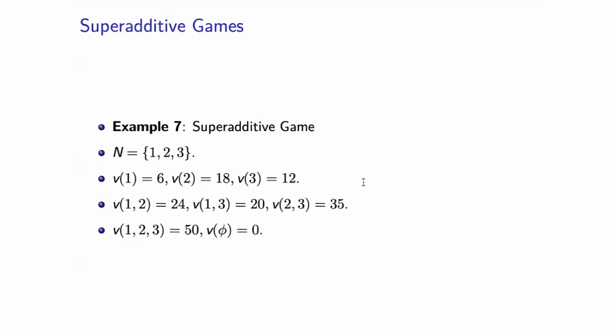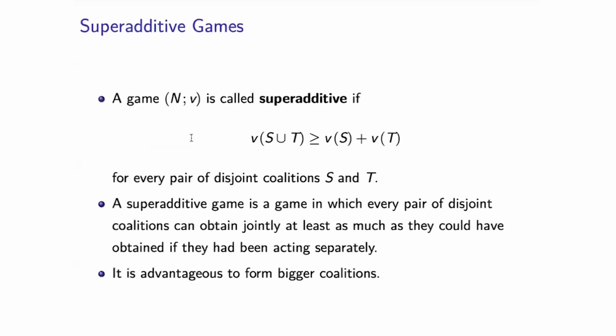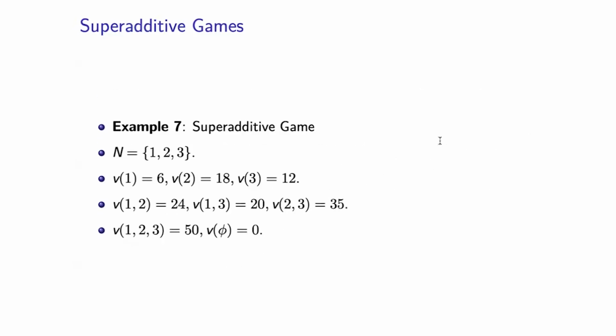So 50 is more than 6 plus 18 plus 12, which is V1 plus V2 plus V3. But you should also verify that it's more than, let's say, V1, 2 plus V3, right? Which is 24 plus 12 and so on. So you can verify that this definition that we had listed here is actually satisfied. So you have to make sure that all these definitions are checked. So that's an example of a super additive game.